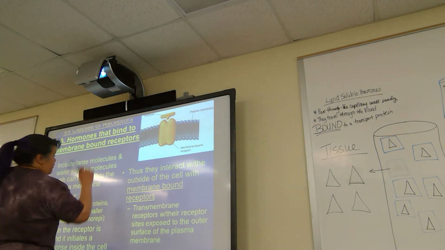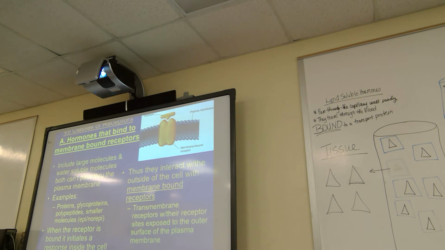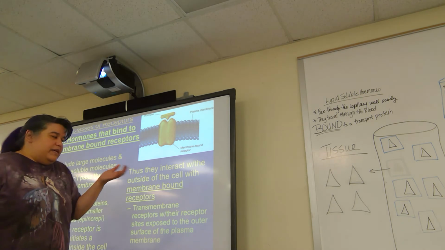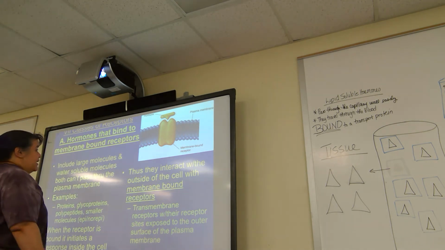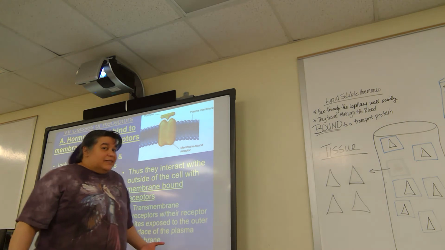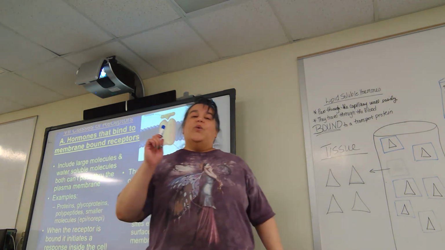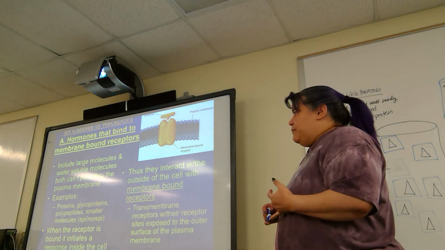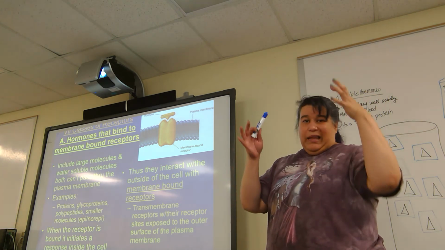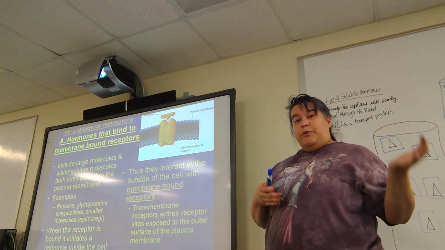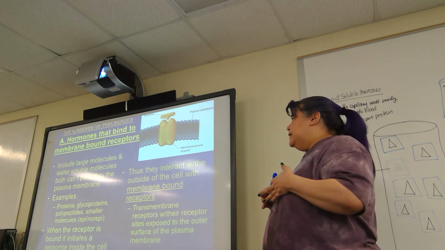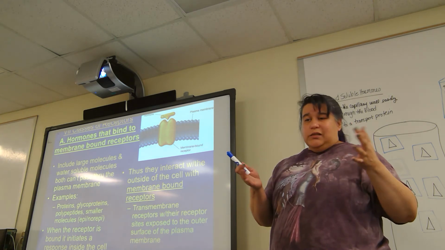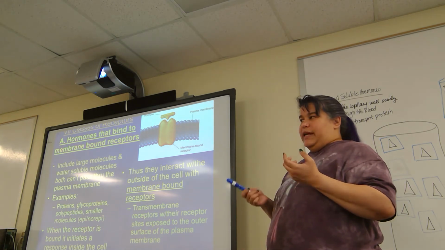Hormones that bind to membrane-bound receptors include large molecules. Large molecules won't fit into the cell without destroying the cell, so that makes sense. Water-soluble molecules, again, can't pass through the plasma membrane because the water-hating hydrophobic tails don't like it. So what do we got that are examples? Well, the proteins, big, complex, the glycoproteins, which makes sense because both sugars and proteins have charge. The peptides, which are just short amino acid runs, and smaller molecules like epi and norepi.